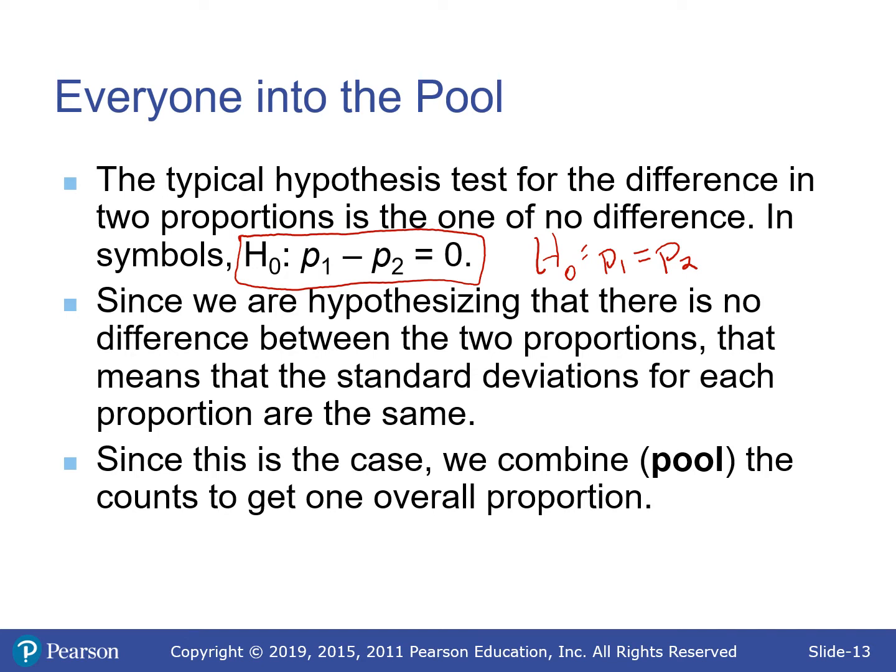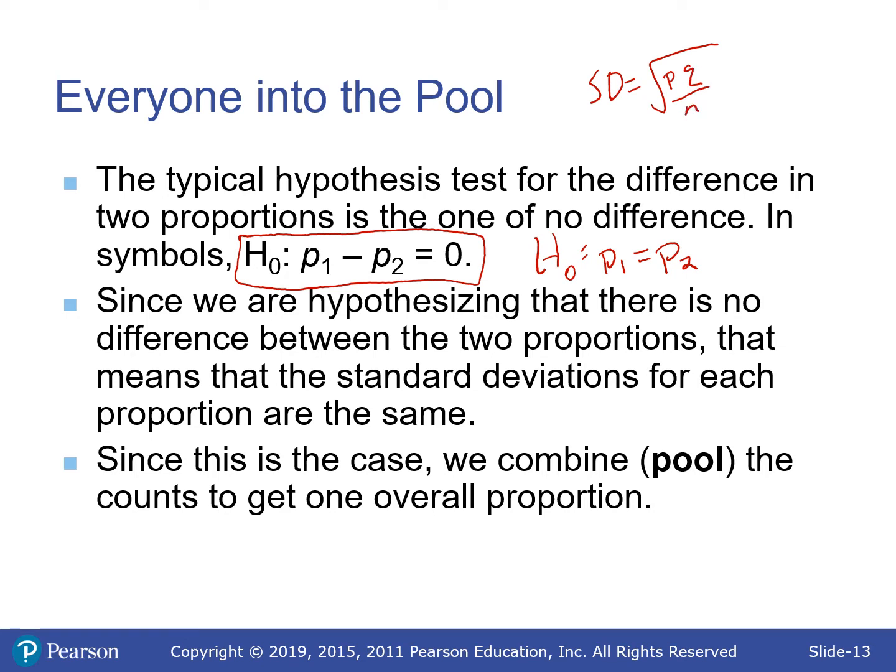So, continuing on, since we're hypothesizing that there's no actual difference between the two proportions, that means that the standard deviations for each of them will be the same. Because remember, the standard deviation for a proportion is going to be the square root of p times q over n.